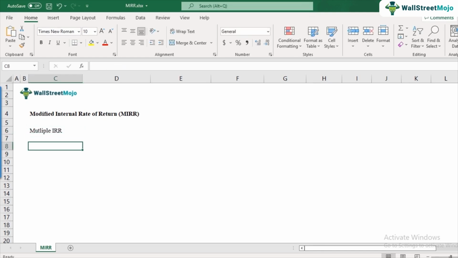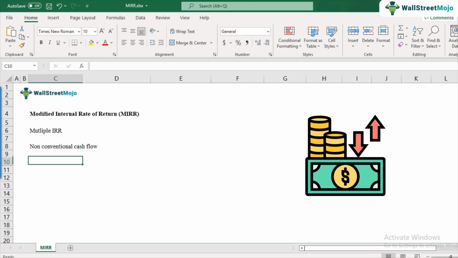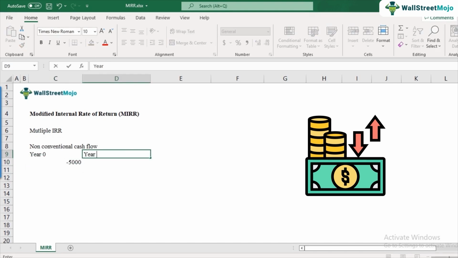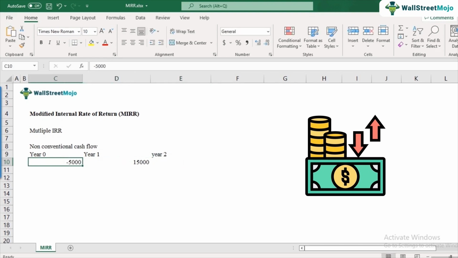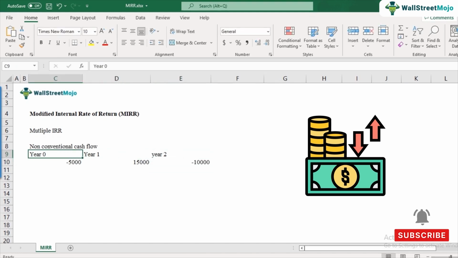Multiple IRRs usually come when there are non-conventional cash flows. Okay. So what do I mean by non-conventional cash flows? Let's take an example. Let's say there is this $5,000 of initial investment in year 0 that you make. And then in year 1, you get let's say $15,000 in return. And in year 2, the cash flow again turns negative. So from negative to positive and then it turns to negative, let's say minus 10,000. So this is a non-conventional cash flow.